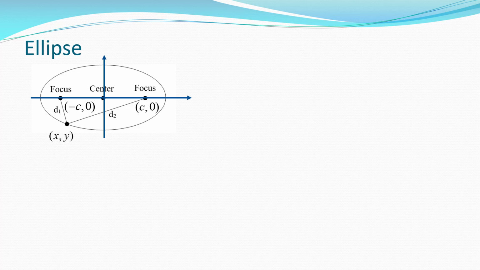I'll assume that the center is at the origin and then the major axis lies along the x-axis. That means the foci have to stand at plus or minus c, 0. I'll pick some other point x, y on the ellipse. Now remember, the sum of the distances from the focus to this point and then back to the focus has to be a constant 2a. So here I am just writing down what I just said.